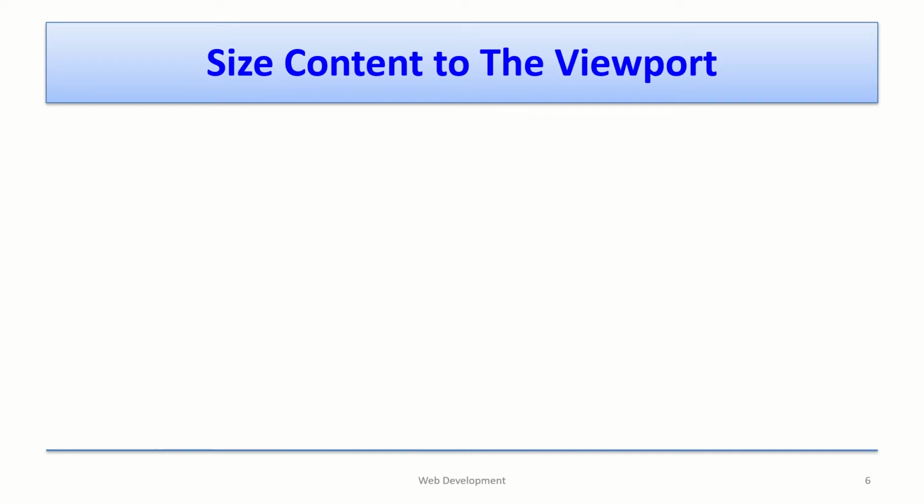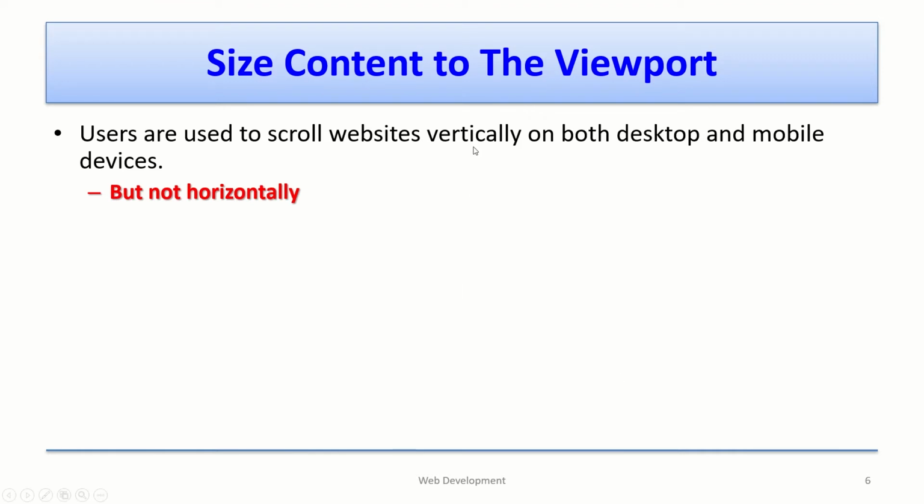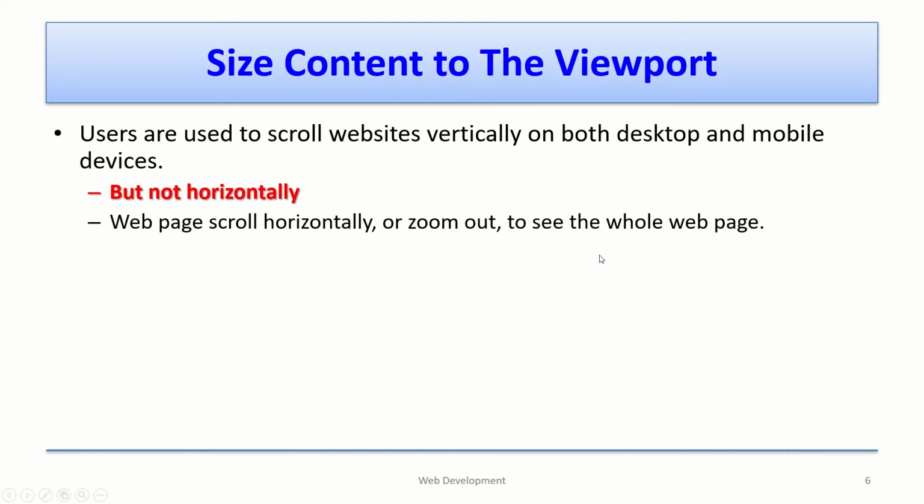Okay, so, sizing content to the viewport. Actually, users are used to scrolling websites vertically on both desktop and mobile phones, but not horizontally. So you can scroll the website vertically, like this vertical direction, not in the horizontal direction. Having to scroll a web page horizontally or zoom out to see the whole web page is a poor user experience.